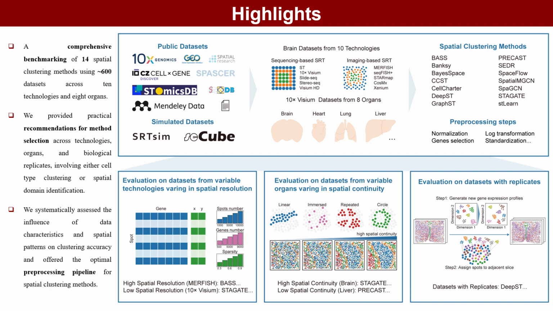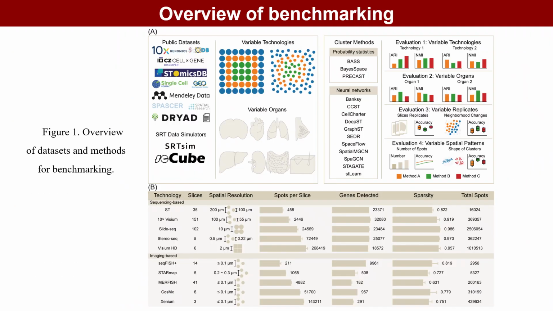We provided practical recommendations for selecting methods based on different technologies, organs, and biological replicates, involving cell type clustering and spatial domain identification. We assessed the influence of data characteristics and spatial patterns on clustering accuracy, and offered the optimal pre-processing pipeline for spatial clustering methods. Our datasets came from publicly available resources, with expert manual annotation or previously validated clustering results as ground truth.